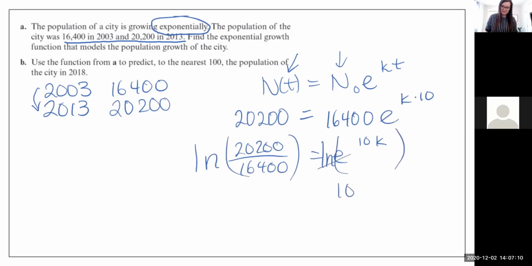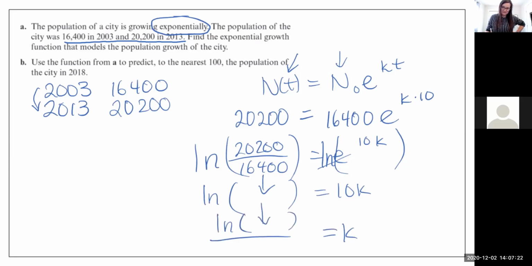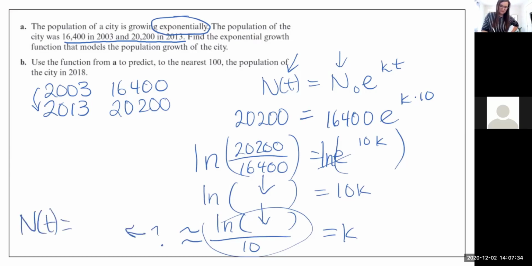So we have 10k equals ln of this number. And I'm not using a calculator, but basically, eventually your k will be the ln of this number divided by 10. So that's going to be approximately a certain value, and that's going to give you the equation that you can use in general, starting with the 2003 population, for instance, and then you put your decimal, and then you say this represents the population growth for a number of years after 2003. That would be your formula.